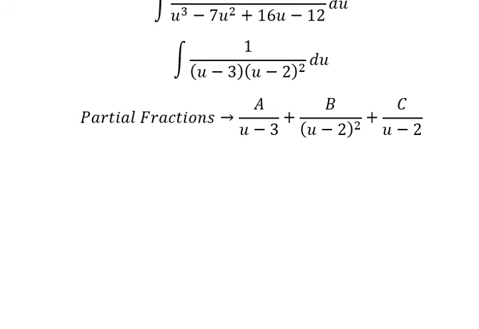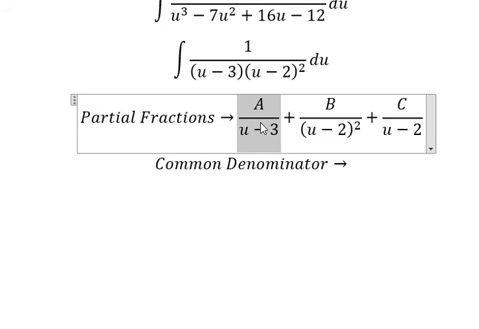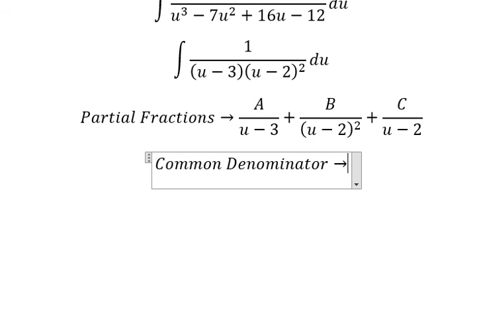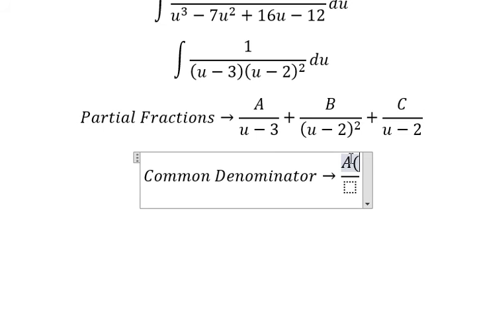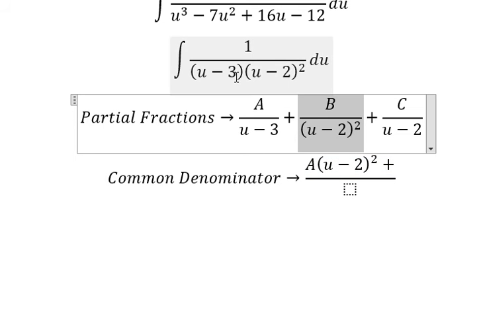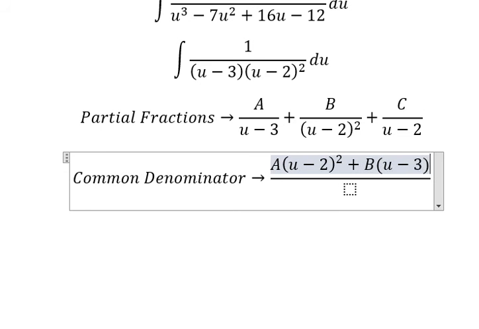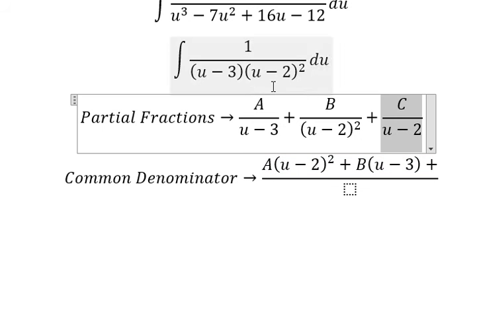Next, we do common denominator. About this one, it is missing u minus 2 to the power of 2. About this one, it is missing u minus 3. About this one, it is missing u minus 3 and u minus 2, because we just have only one u minus 2 in here.